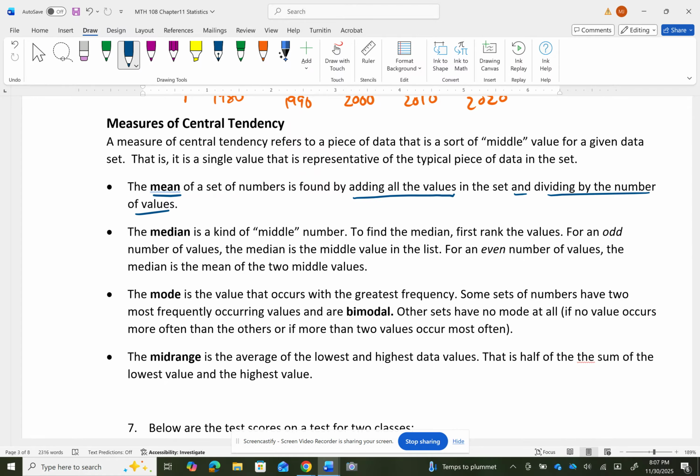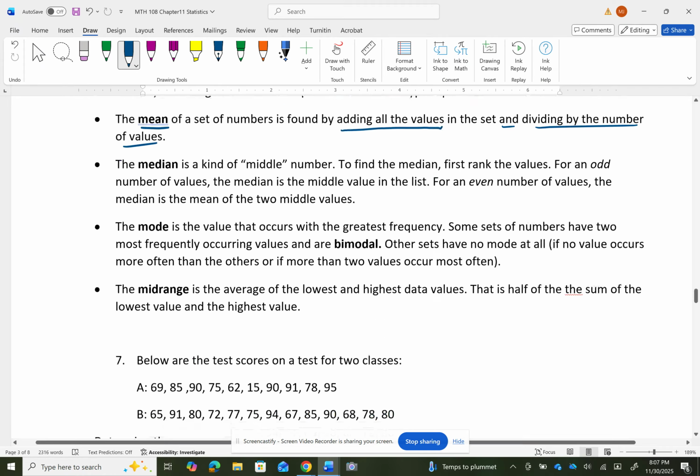That's the mean. The median is where a lot of mistakes are typically made. It's also a number that represents the middle, a number that's supposed to be representative of the data set. But this is the part that people sometimes forget. You need to first rank the values. That means put them in order from smallest to largest. And then the middle value would be the median.